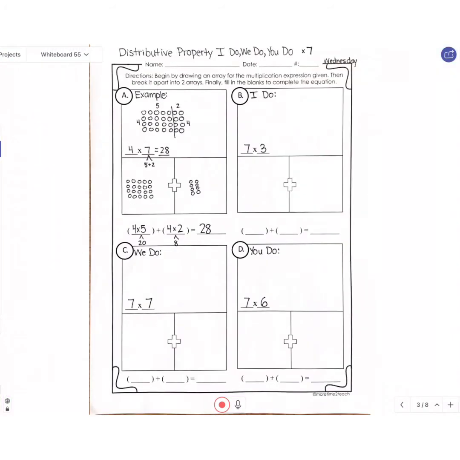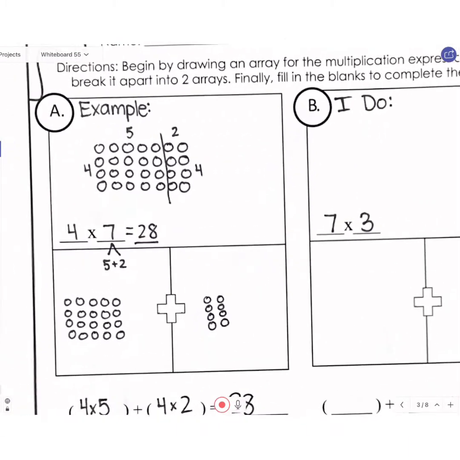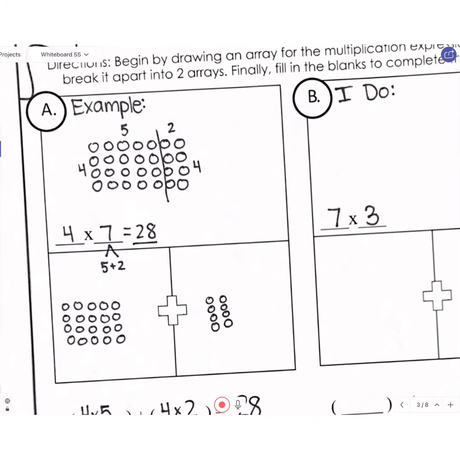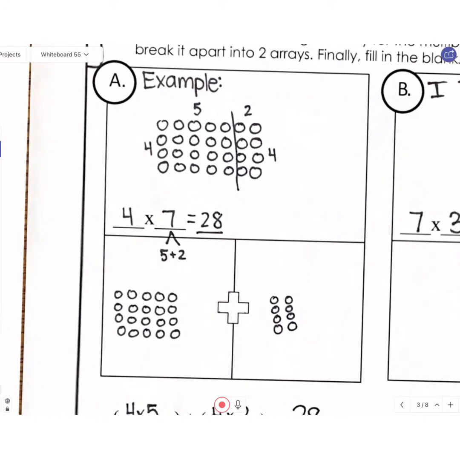So we're going to go ahead and move to the I do, we do, you do portion. So look at the example. Today we are going to be splitting apart 7 as a factor. And the most important thing with distributive property for you to remember is that when you are using the distributive property, you are only breaking apart one factor. The other one stays the same.